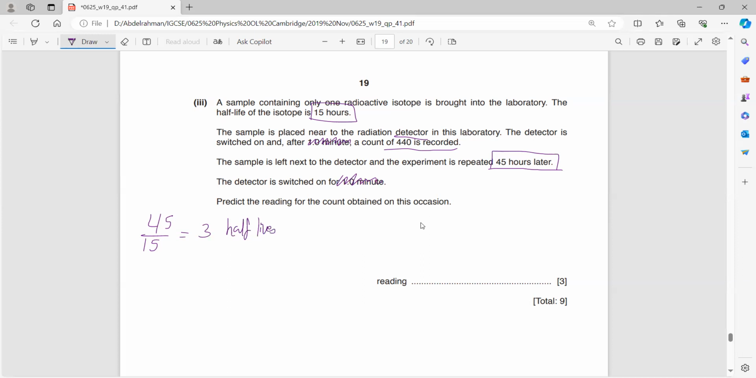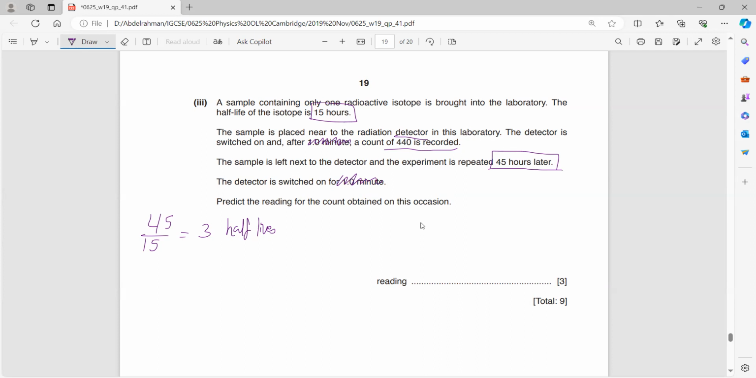Okay, what's the next step? What is the next step? Can anyone tell me? What does half-life even mean? Remind me please, guys. It decays by half.